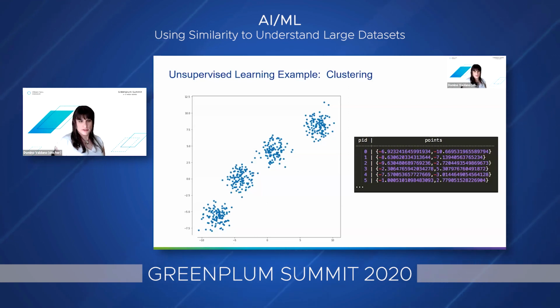And you can see there's 4 clusters here. Some noise, but basically 4 clusters. And then in the table, it would just look like a set of points. Next slide.